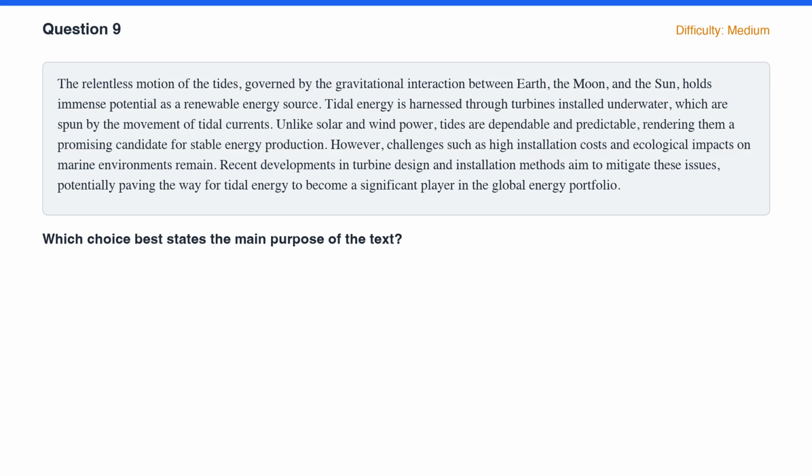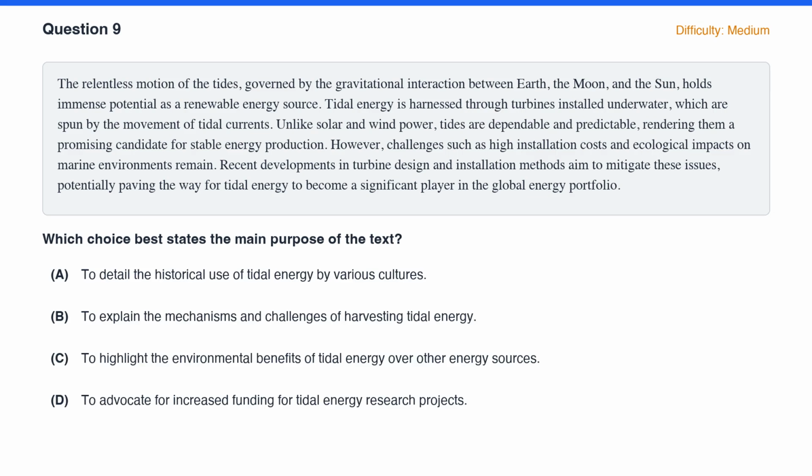The question asks which choice best states the main purpose of the text. Because this is a main purpose question, the right answer must capture the full scope of the passage, not a side detail or an idea the text never actually develops. We need a choice that reflects both the explanation of how tidal energy works and the discussion of its drawbacks.